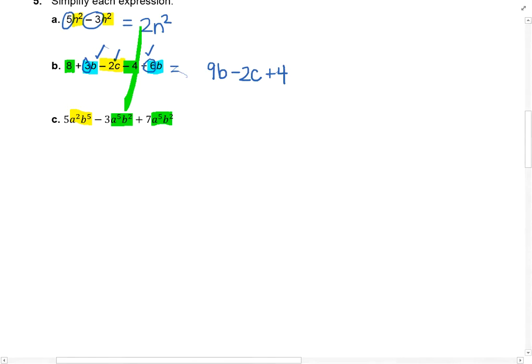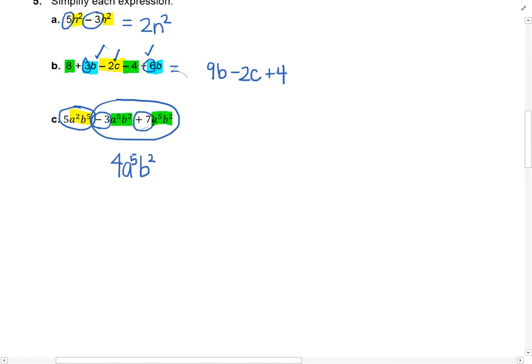So I can combine these. -3 plus 7 is essentially what I'm combining. -3 plus 7 is 4. And then just copy the a to the 5th b squared. That doesn't change at all. Okay, but then we also have this other term. It didn't go anywhere, it just didn't combine with anything. So I can put it in the front or behind, it doesn't matter. So 5a squared b to the 5th, and these are adding because the 4 is positive. Okay, there you go, all done.